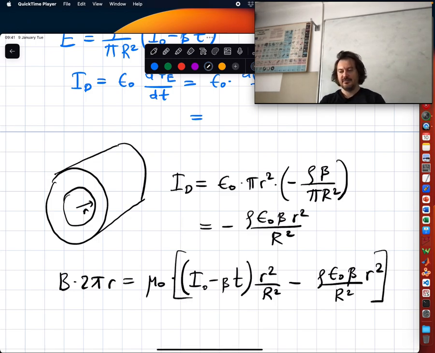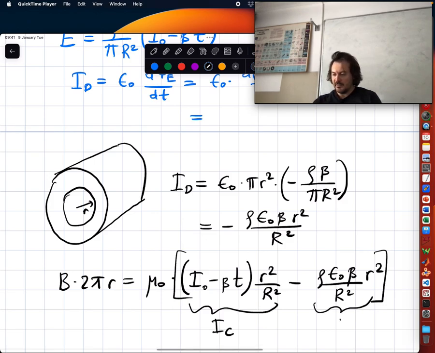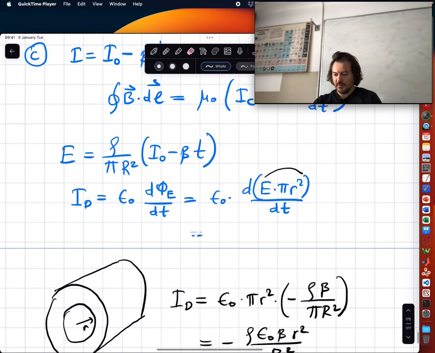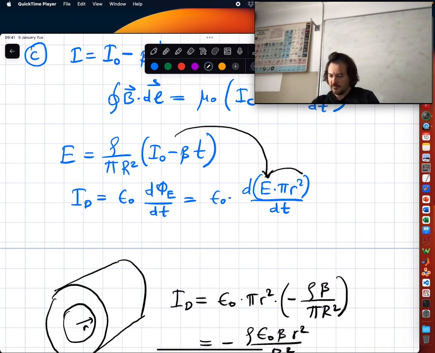Did we find ID twice? What? No. This is IC. This is ID. There are two things up there set equal to ID, a blue one and a black one. Do you mean this one? Yes, they are the same thing. I just inserted this electric field expression inside here. Okay? Does that make sense?